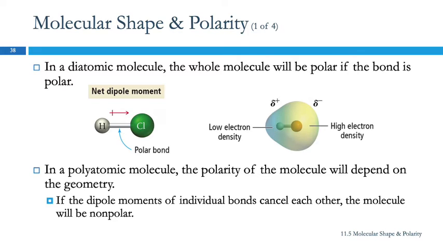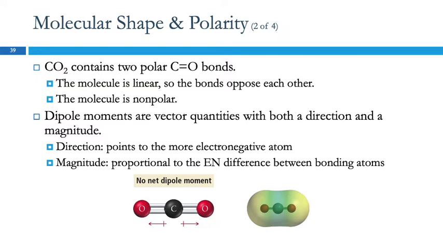But if we have polyatomic molecules, it gets a little more complicated. It depends on the geometry. So let's look at carbon dioxide. Carbon dioxide has a linear geometry. The oxygens are on opposite sides of the carbon. This is a polar bond with oxygen pulling on the electrons. And this is a polar bond with oxygen pulling on the electrons, because oxygen is more electronegative than carbon.